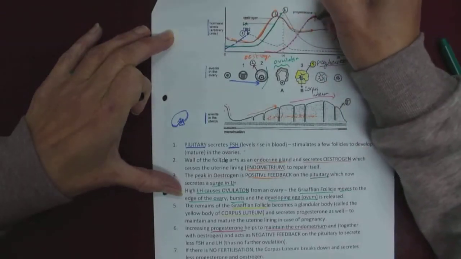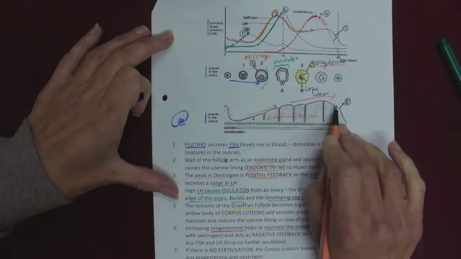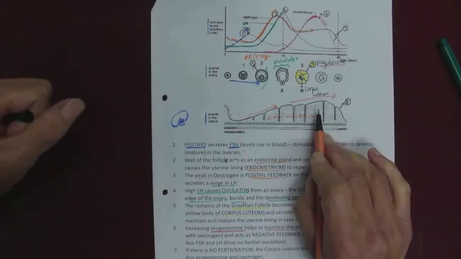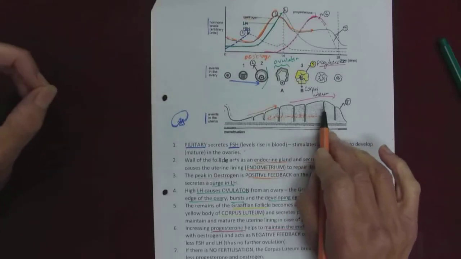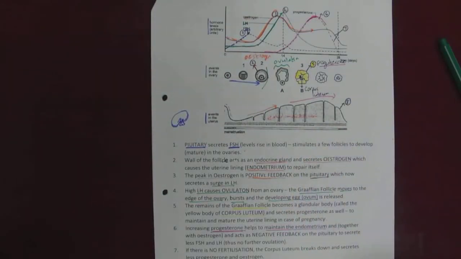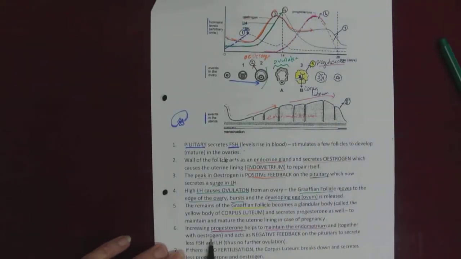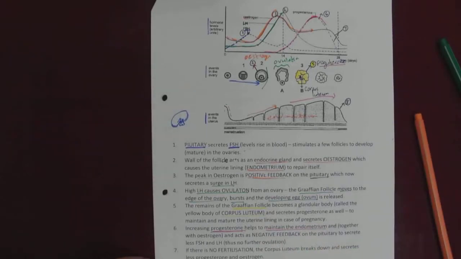So together those two hormones help to mature the endometrial lining, and progesterone is the one that causes mucus glands and nutrients to develop in the endometrial layer in case there's a developing embryo to implant. All right, so estrogen helps to maintain that endometrium, and together with progesterone, now there's negative feedback.